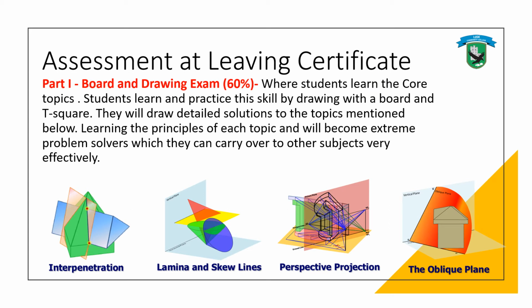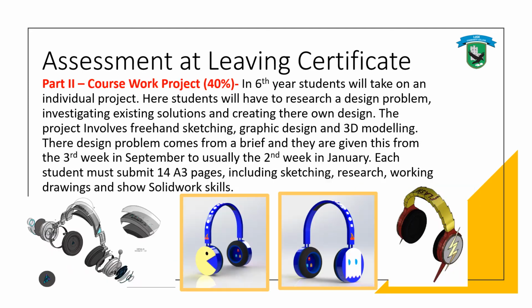So part 1, the board and drawing exam worth 60%, is where they will sit the exam in June. This is where students will learn the core topics, and these are just some below, such as interpretation, perspective and weak plane. They will learn these core topics and also optional topics, and practice these on board and T-square drawings. They will do detailed solutions to the topics mentioned below, learning the principles of each topic, and will become extreme problem solvers, which they can carry over into other subjects effectively.